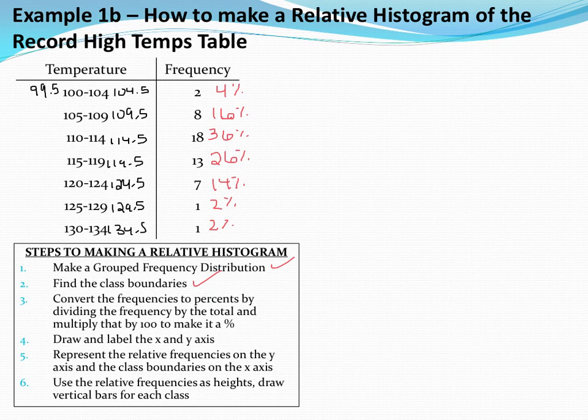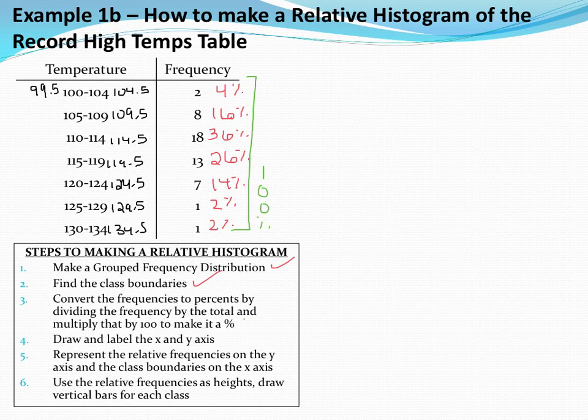Okay, so hopefully you did that on your own and you're checking the work. Again, remember we did 2 divided by 50, 8 divided by 50, 18 divided by 50, and then we have to multiply those problems by 100. And then to double check yourself and make sure you're doing it right, add this whole entire column up, and what should it add up to? 100%.